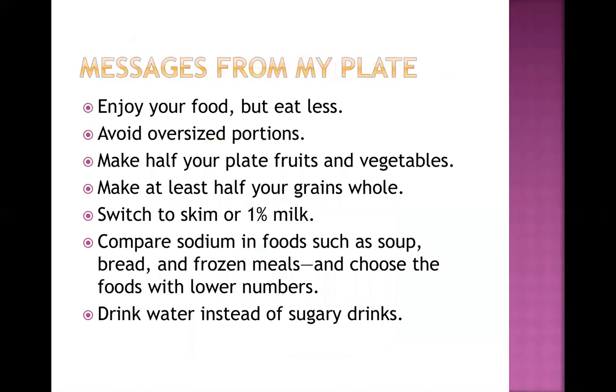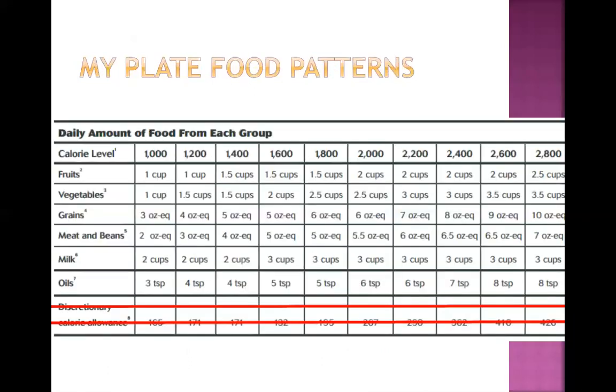These are some of the messages from MyPlate that you can read in your book: make half your plate fruits and veggies, make half your grains whole, just overall picking a healthier plate for your diet. There are food patterns allowed with MyPlate. Depending on which calorie level you are, you could look at these food patterns and determine how much of each type of food you should eat. For example, if I was following a 2,000 calorie diet, I should eat 2 cups of fruit per day.